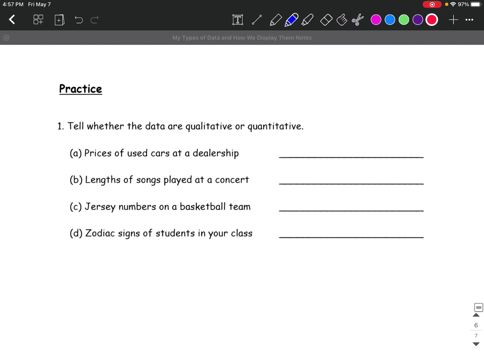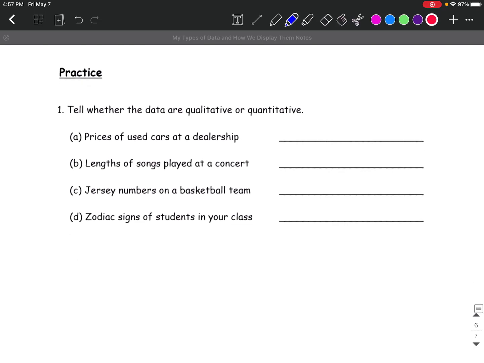Let's practice a little bit. Let's first decide whether the data are qualitative, remember those are categories, or quantitative. Those are numerical pieces of data. So the prices of used cars at a dealership. The price of a car is a number, so that is quantitative.